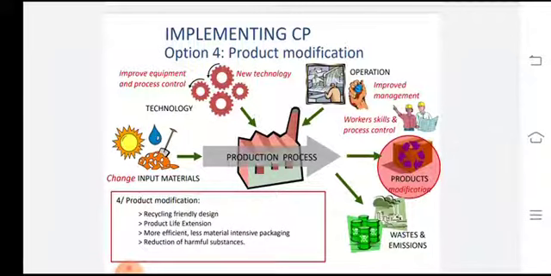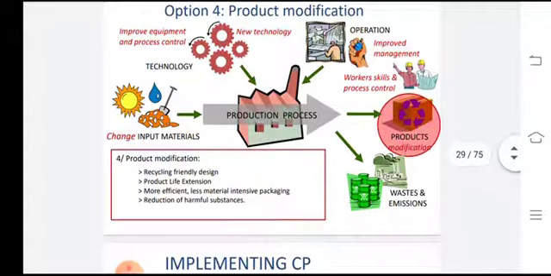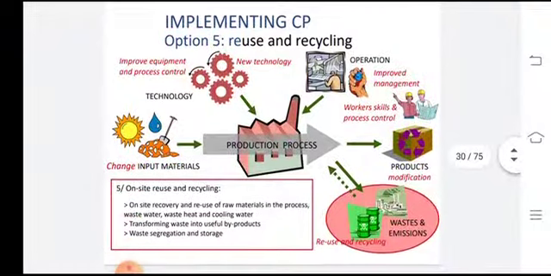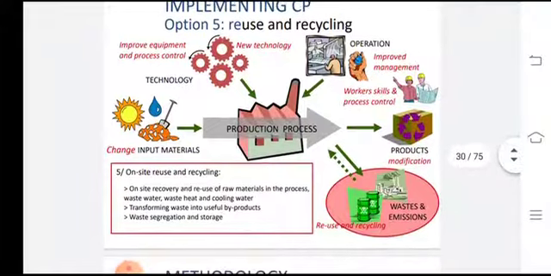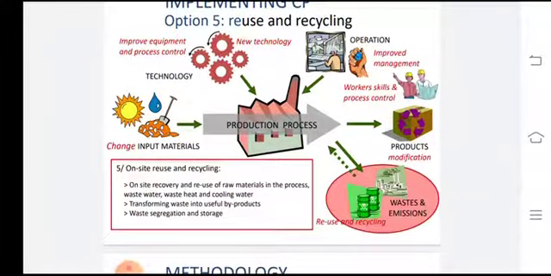Then we have the possibility of product modification, and it can be done by recycling, friendly design, product life extension, and more efficient, less material intensive packaging, reduction of harmful substances, implementing CP by reducing the waste. So how we can do it? On-site recovery and reuse of raw material in the process.